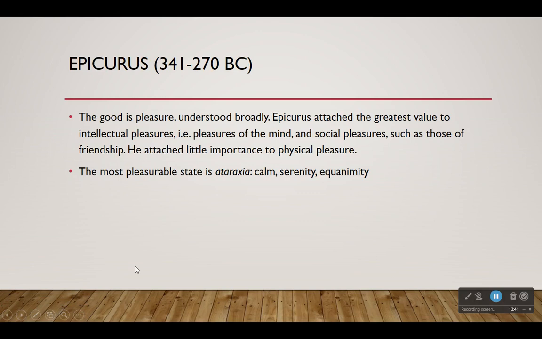So Shafer-Landau discusses a couple important thinkers, a couple important philosophers in this tradition in the chapter, beginning with an ancient philosopher. Epicurus lived in the 4th and 3rd centuries BC, 341 to 270. He was an ancient Greek philosopher, and historically this was the beginning of hedonism as a theory of value. So it's an old theory. It's been around a long time.